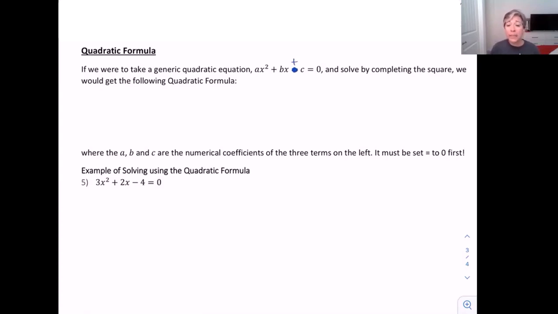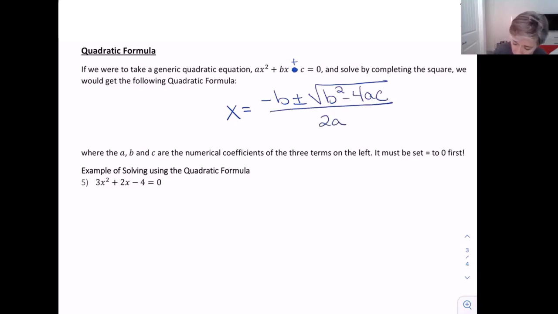And if we were to complete the square, use all of those steps on this generic form, we would get the quadratic formula, which says x equals the opposite of b plus or minus the square root of b squared minus 4ac all over 2a. So notice that that is one huge fraction, everything over 2a.